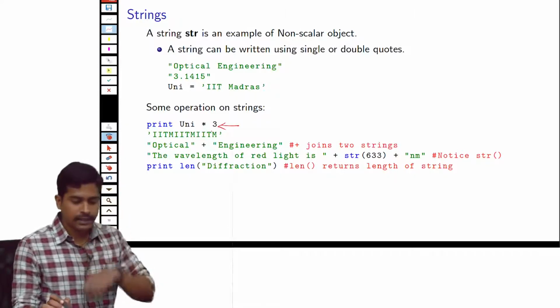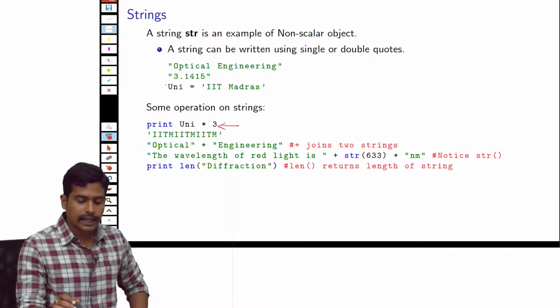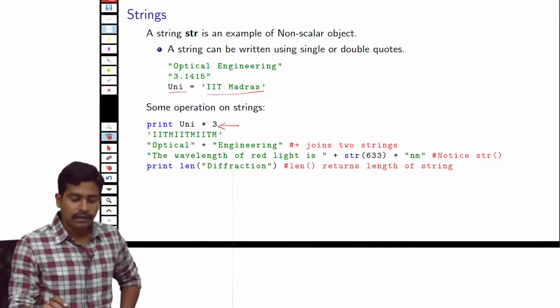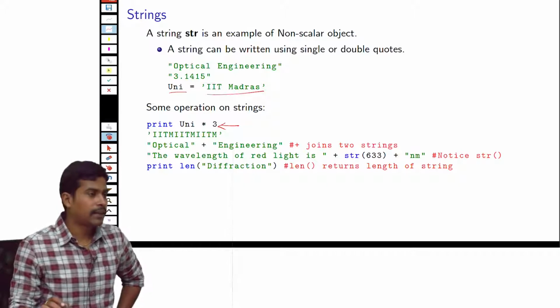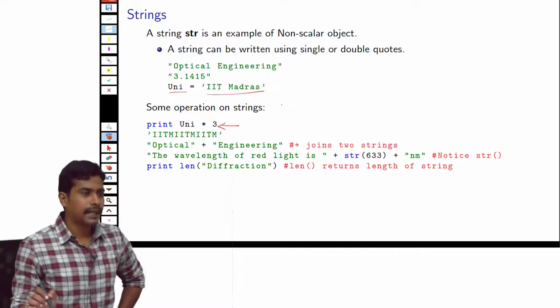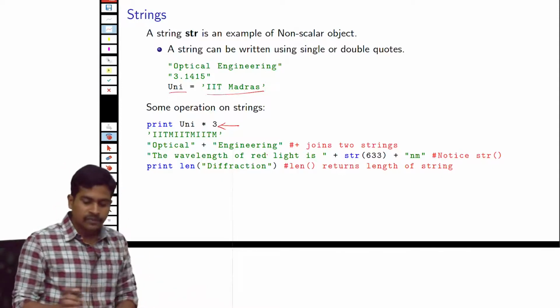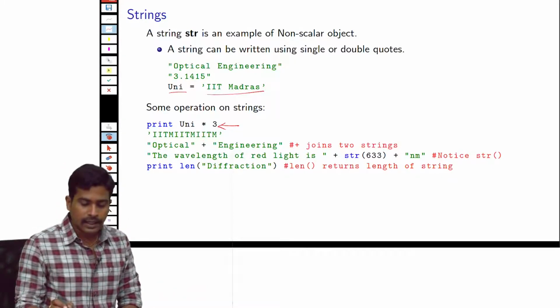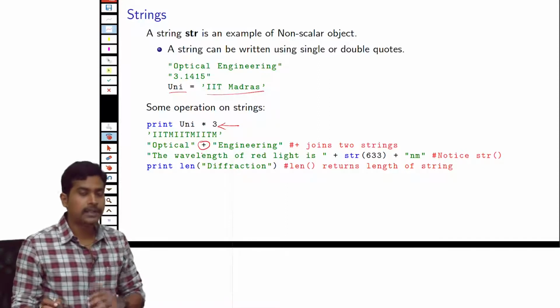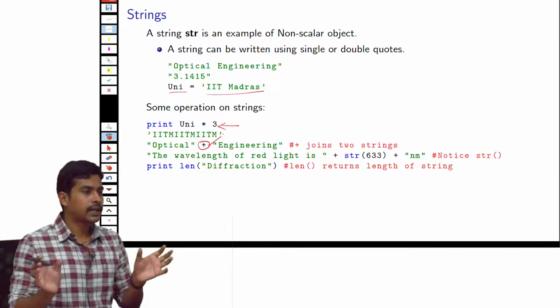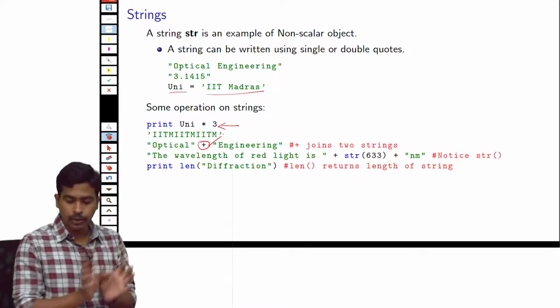So here what happens is, as we have declared earlier, the variable uni is assigned with a string called IIT Madras. When I say multiply it with 3, what happens is the string is repeated 3 times, okay, and it makes a bigger string. So that is one operation, and the other operation plus means concatenation operation. So what this does is, it will take 2 strings and then it will join these strings together.